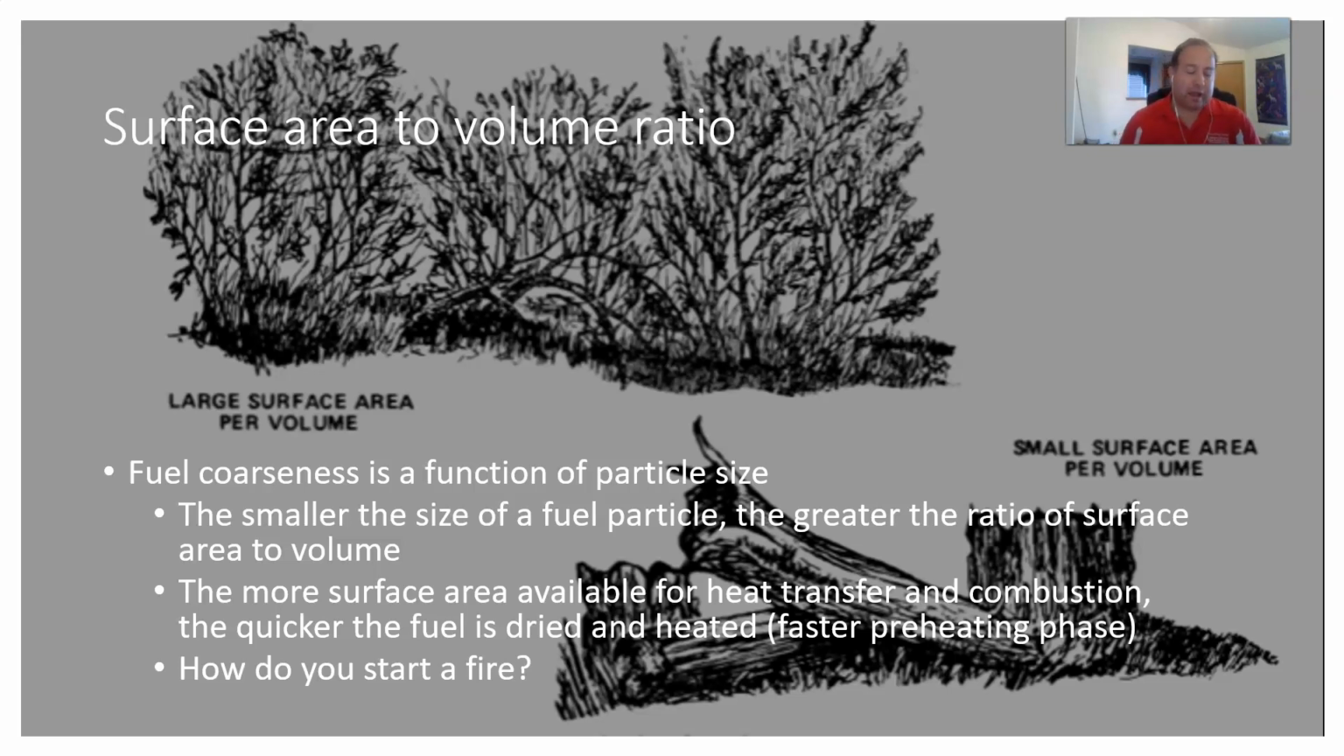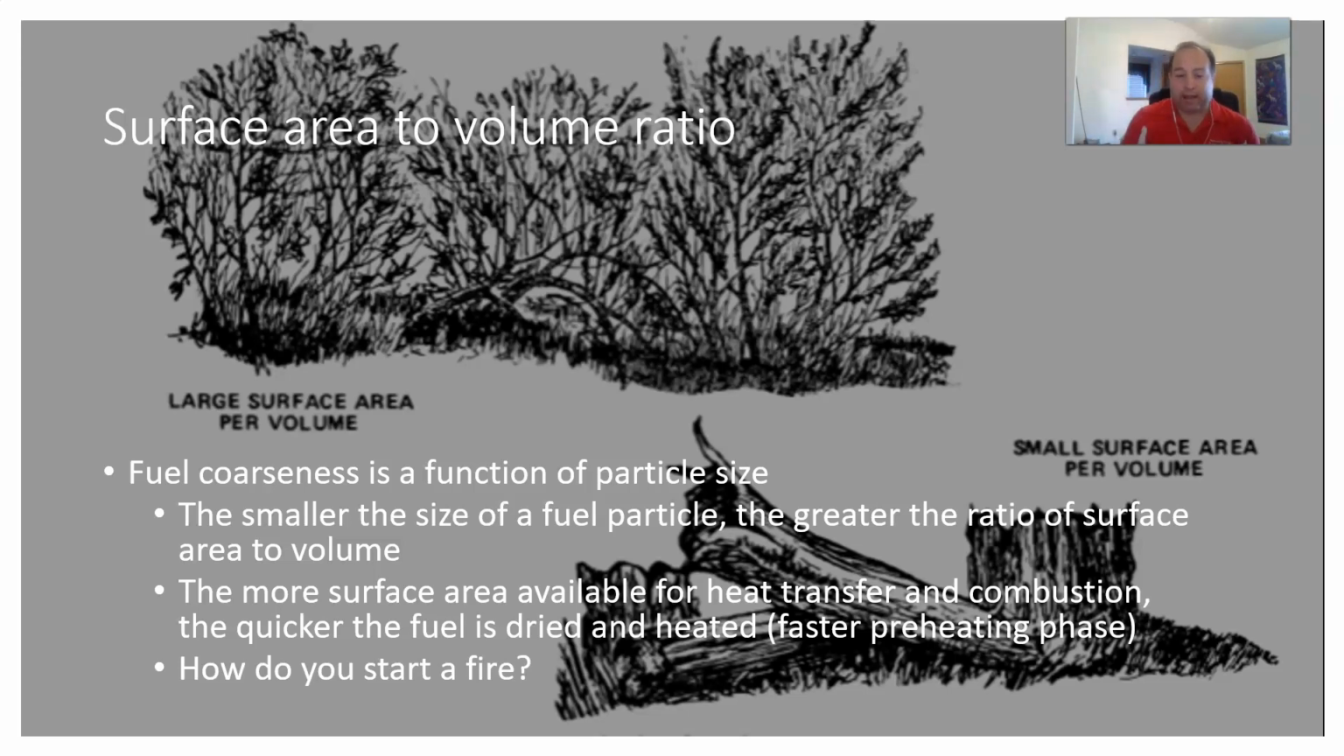So what does that mean? If we take these examples right here, this has large surface area, this has small surface area per volume. And so the smaller the fuel particle, the greater surface area you have. So what does that mean? When you have a great surface area, things can dry out very easily because they'll get that radiant energy from the sun. They dry out very easily. It means they're going to be more available and more ready to go.